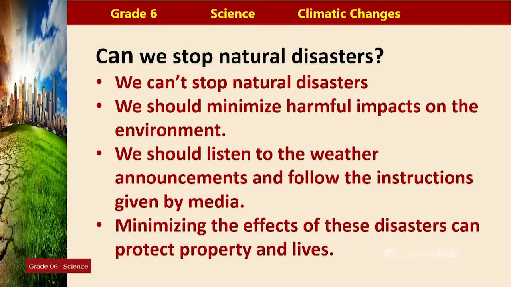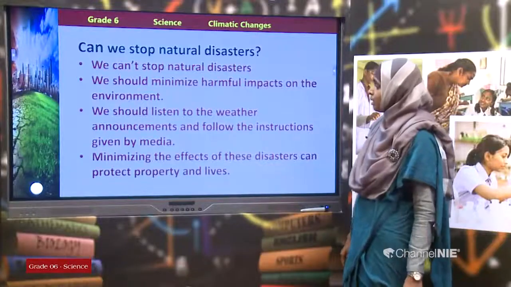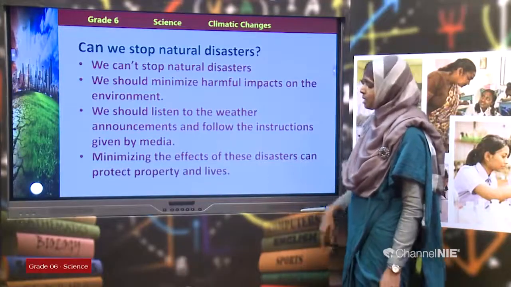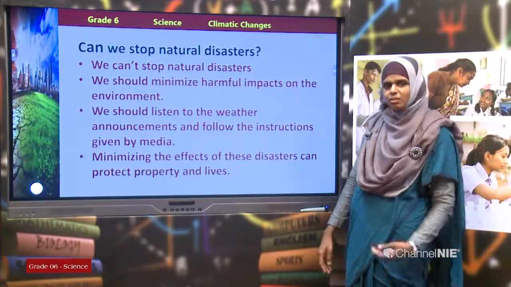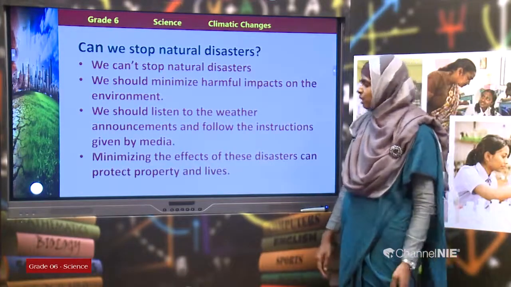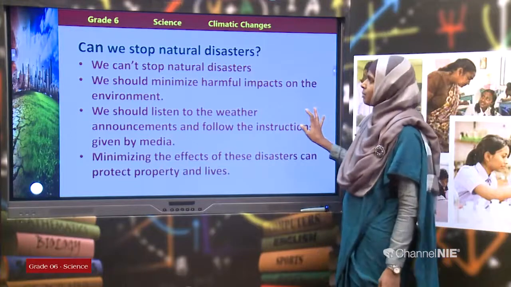And in these things, children, natural disasters, lives are more important than properties. So, whenever there is a risk of a landslide, regardless of thinking about the properties, first the people should evacuate that place. And minimizing the effects of these disasters can protect property and lives. So, we can work to minimize the effect of these disasters.